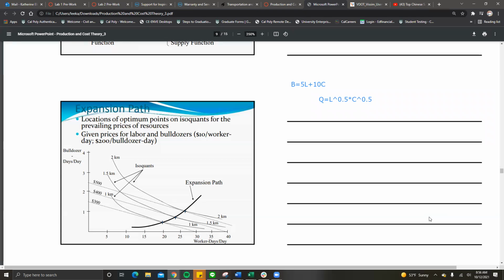Okay. And then once you find those tangent points, joining those tangent points will get you to that expansion path. There's also a mathematical way of doing that, but I'll talk about that in the class once we are done with it. So I want you to focus on the Excel method for now.